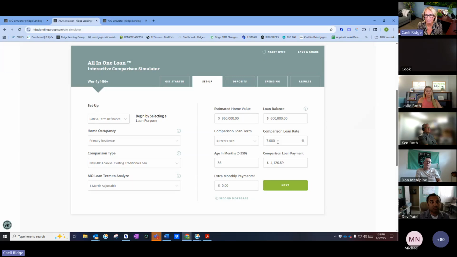7% is the average rate. I think a few of them, I think I increased this. I think the blended average was like 6.875, so I just used 7 to make it more conservative. In 36 months, age of loan, this is 4126 would be the simulated principal and interest on the mortgage debt that they've had on those mortgages during that period of time.